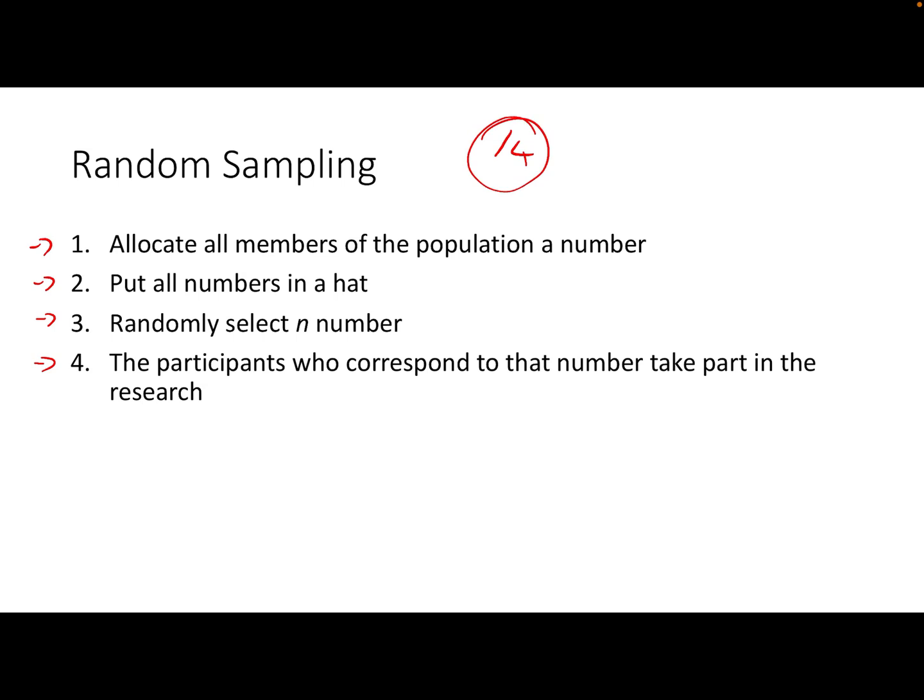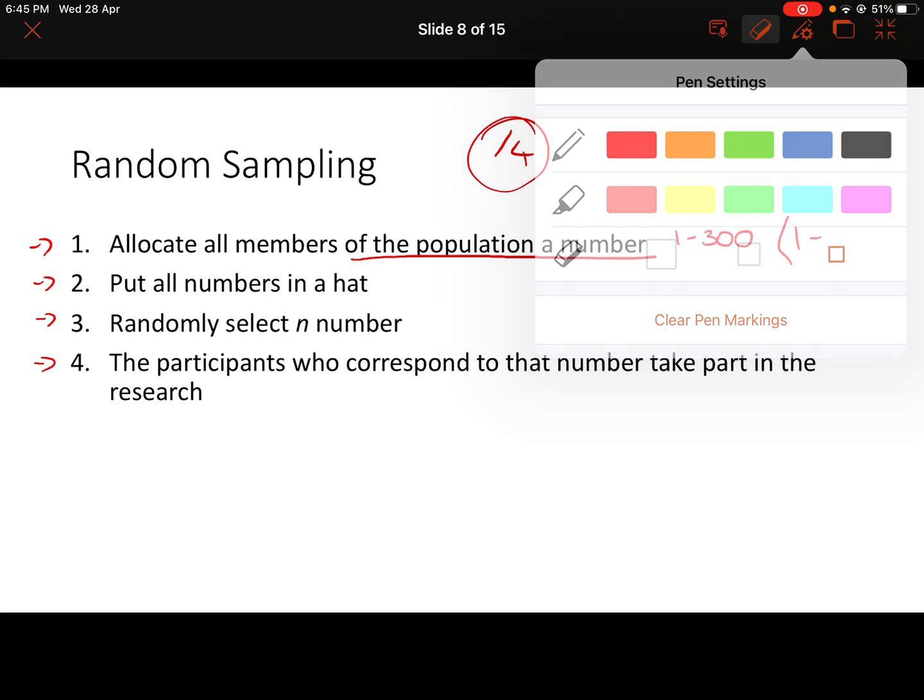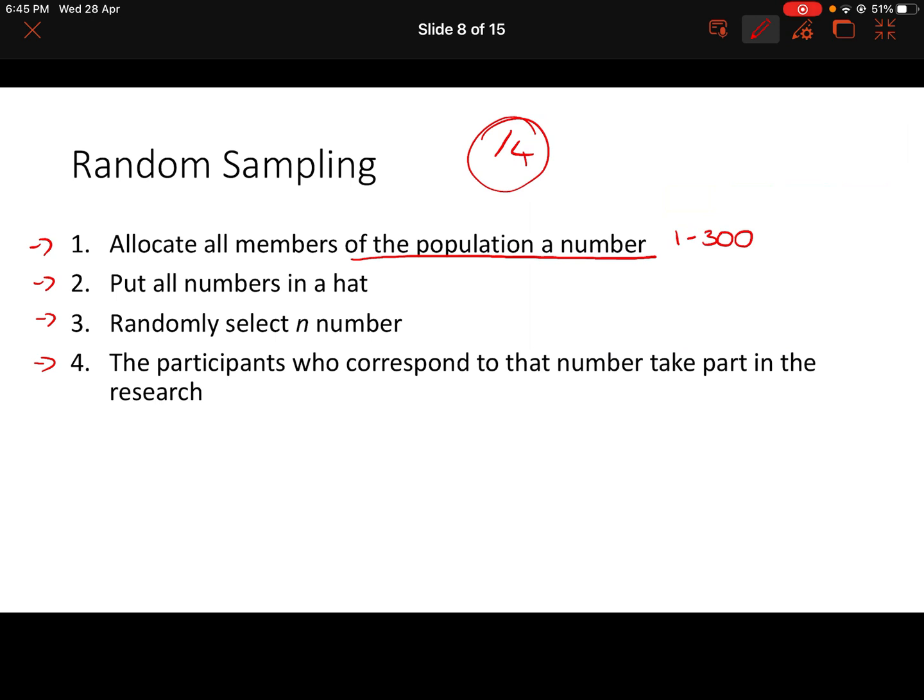So our first step is that every member of the population is allocated a number. So in the case of the A-level students, we're allocating our students a number between 1 and 300. So our population, depending on the population size, every person is allocated a number, the size of our population. Then our next step, we put all of our numbers into a hat or in a container. So we put all 300 into a box there.